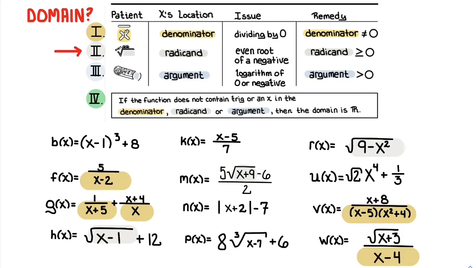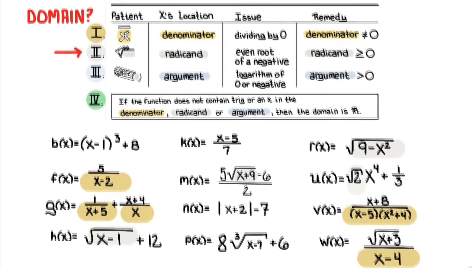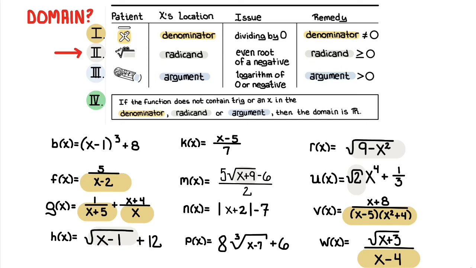Then we notice that r of x has an x underneath the even root. U of x at first glance may appear to have domain issue number 2 because it has a square root. But we're only looking for even roots that have x's underneath the root. And there is no x underneath the even root, so u of x does not have domain issue number 2.